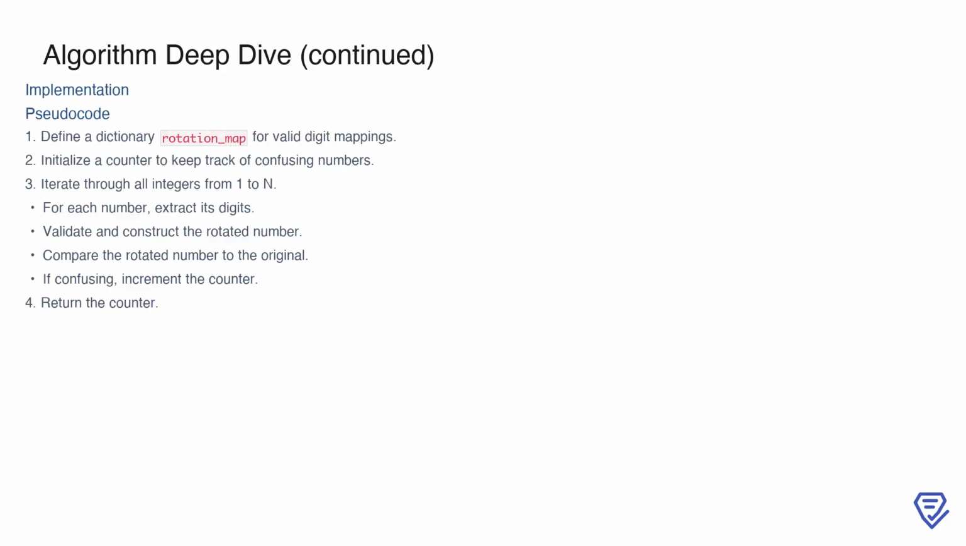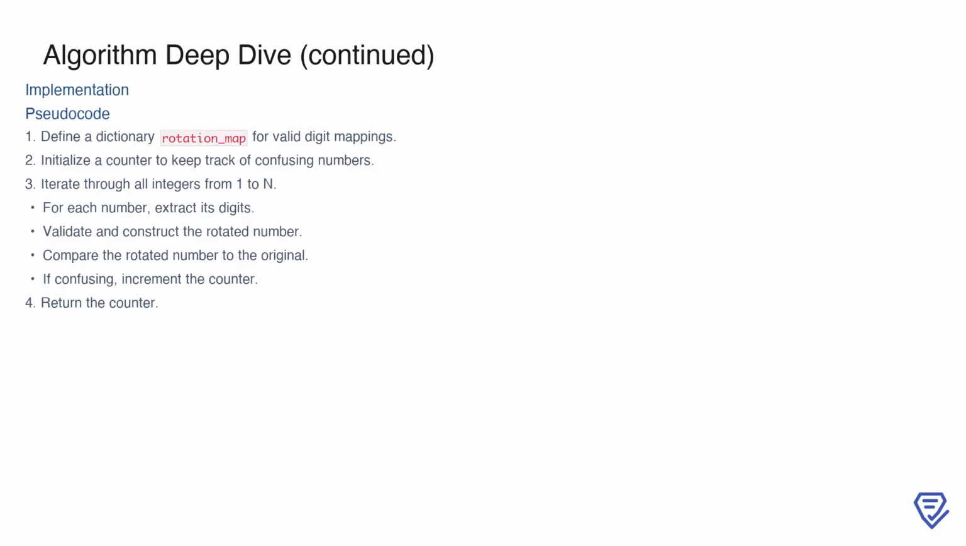The algorithm can be implemented efficiently using a few straightforward steps. First, we define a dictionary, rotation_map, to store the mappings of valid digits to their rotated counterparts. This allows for constant time lookups. Next, we initialize a counter to track the total number of confusing numbers. We then iterate through all integers from 1 to n. For each number, we extract its digits, validate them, and construct the rotated number using the mappings.